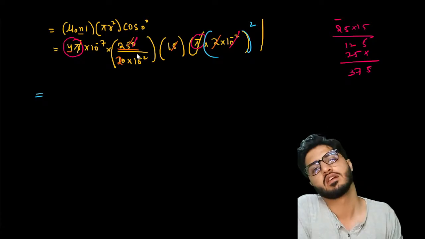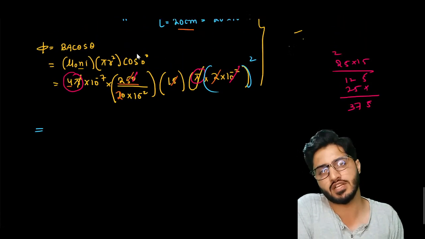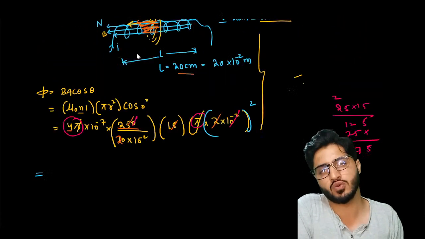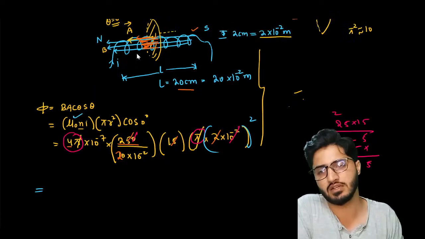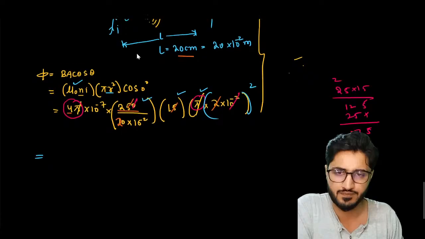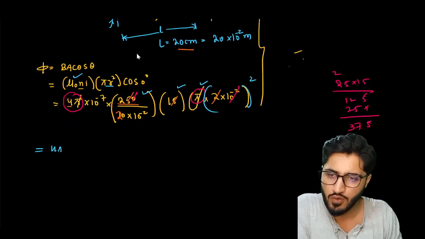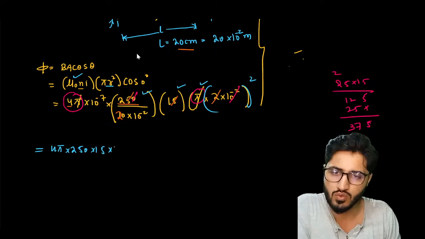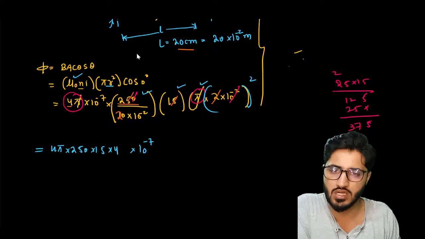So first I need to check this whole thing. Now look, B equals mu naught N I is done. Pi is done. It is r square, r square is done. Okay. Is r this much? Yes. Now I can write 4 pi into 250 into 15 into 2, 4 into 10 to the power minus 7, 10 to the power minus 4.